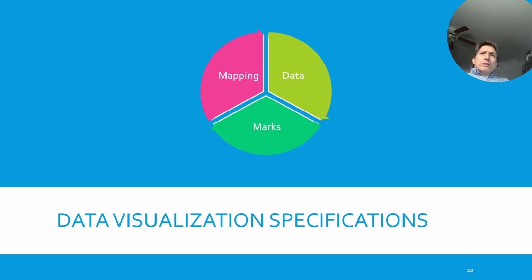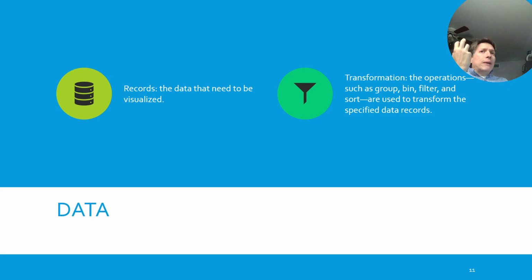Then when we want to specify a data visualization, we need to think about what the data is, what types of marks we're going to be using, and how we map that data to those marks. And when we think about data, data is the records, the data that we need to visualize. And the transformation, as we presented in the pipeline, are those operations that we want to do: we want to group, we want to filter, we want to sort, in order to facilitate the use of the data or to facilitate the communication of the meaning that we want.